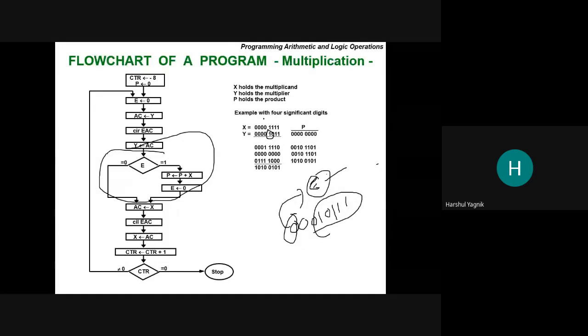Initially, when the P value is 0, after that P plus X will be 0 0 0 0 1 1 1 1. Next time, whenever the E flag is again 1, it will be addition with the multiplicand only, 0 0 0 0 1 1 1 1, like this. So that would be 1 plus 1, 0 carry 1, 1 carry 1, 1 carry 1, 1 carry 1, 1, 0 0 0. So that is this one. After the first shift, when this one reaches the E flag.